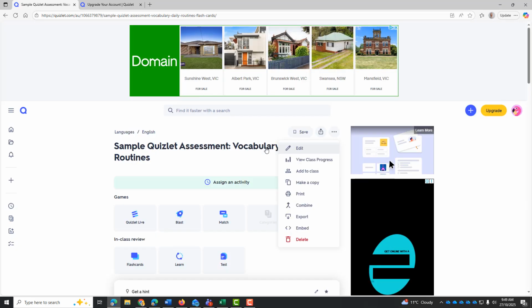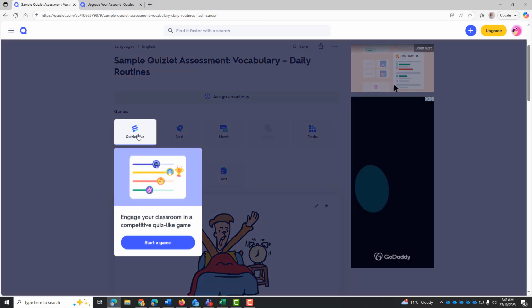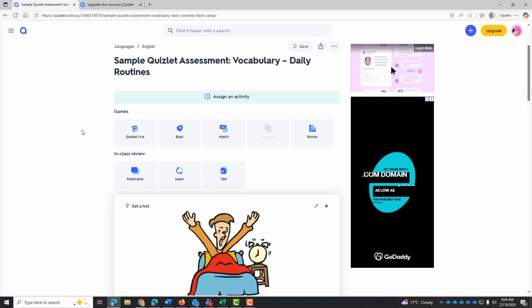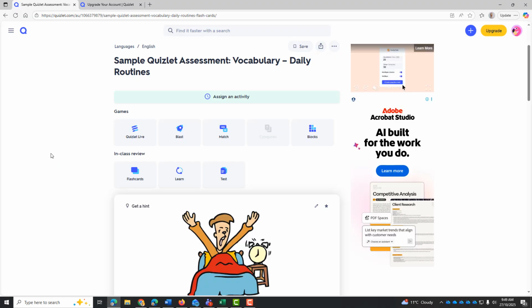Probably the easiest and most common way of producing what would be best placed as a formative assessment would be the Quizlet Live function. So, and a sort of fun, low stakes, interactive, friendly in terms of its competitive nature setting.